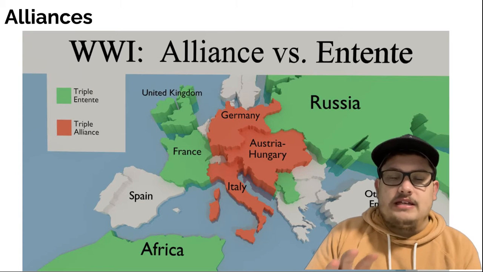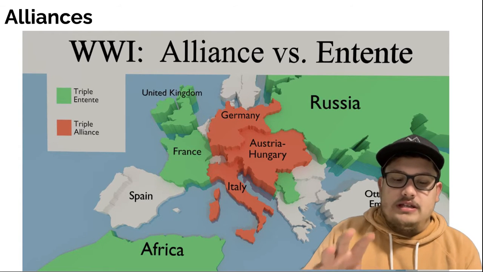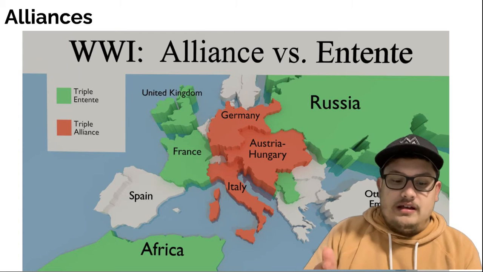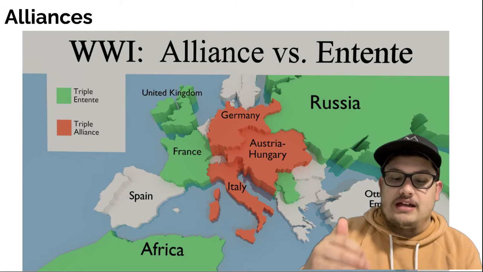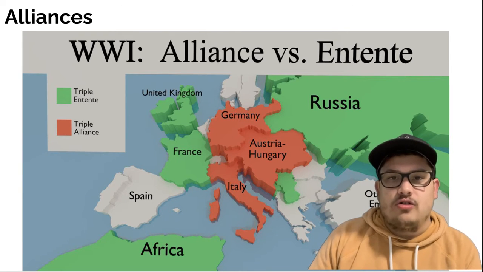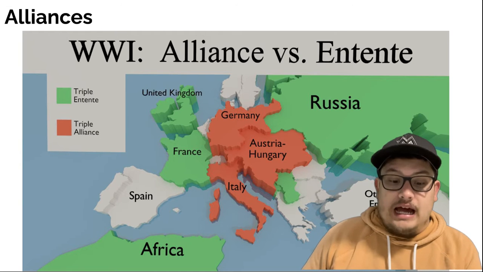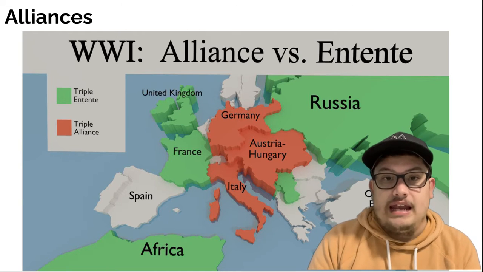Now, let's break down these alliances here. You can see in green, the Triple Entente. You're going to have the UK, France, and Russia, primarily. Those are our main players. And then the Triple Alliance, you're going to see Germany, Austria-Hungary, and Italy.